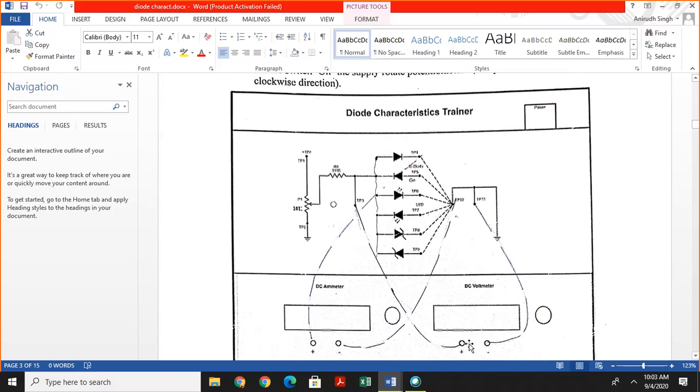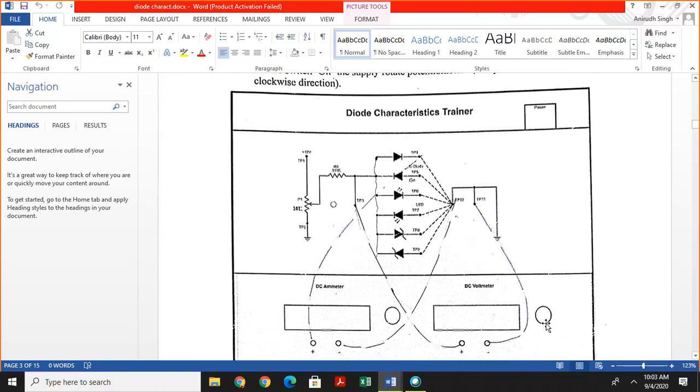Similarly, for this voltmeter, the positive terminal is connected to TP3 and the negative terminal is connected to TP11. This voltmeter is connected in parallel with the diode.